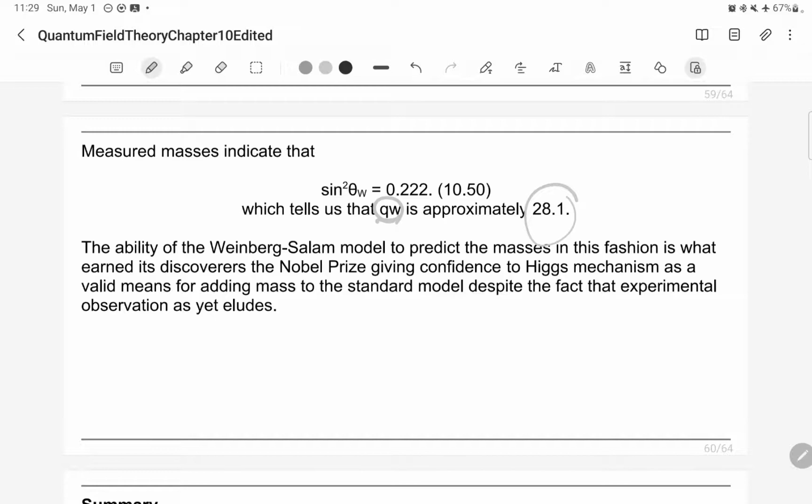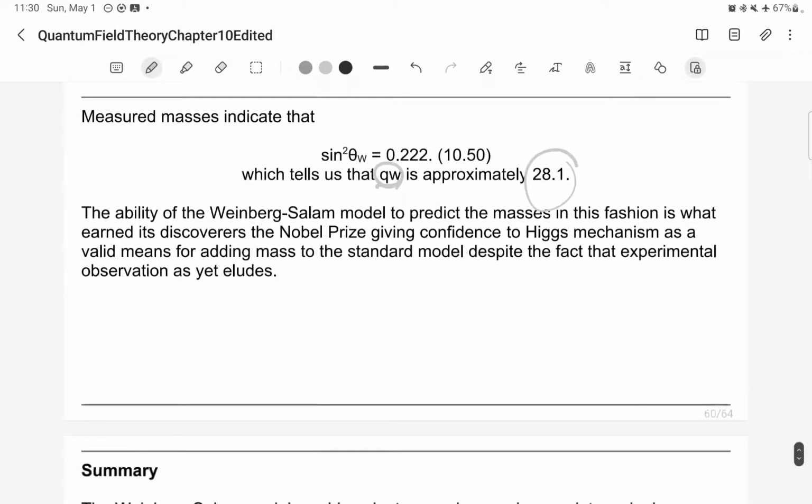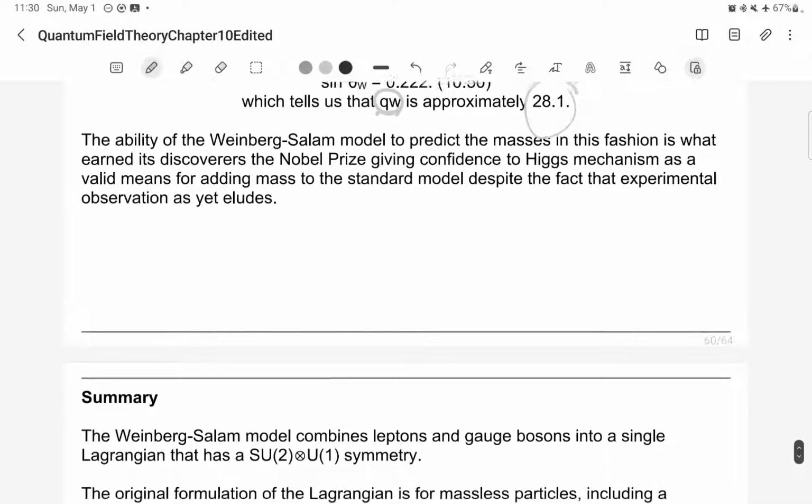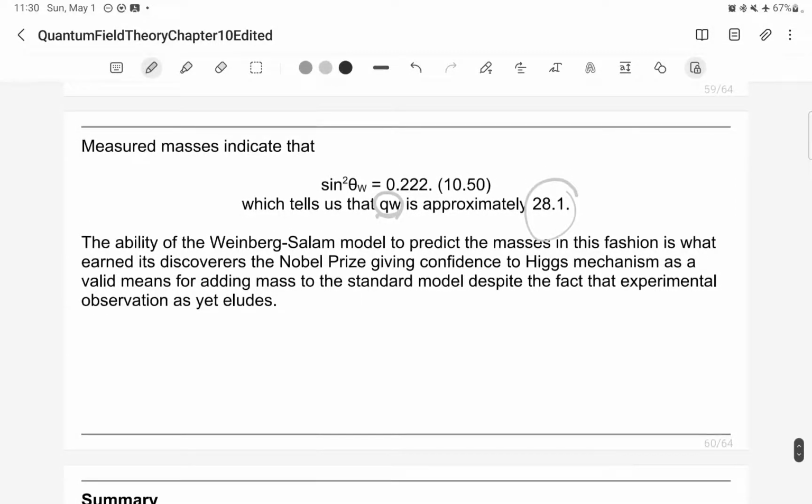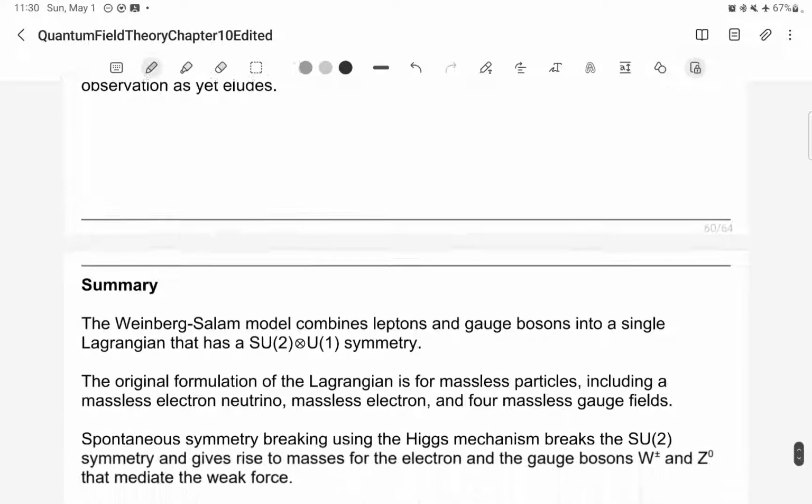Now, the ability of the Weinberg-Salam model to predict the masses in this way is what earned its discoverers the Nobel Prize, giving confidence to the Higgs mechanism as a valid means for adding masses to the model, despite the fact that the experimental observation as yet eludes us. However, these things are being studied right now.